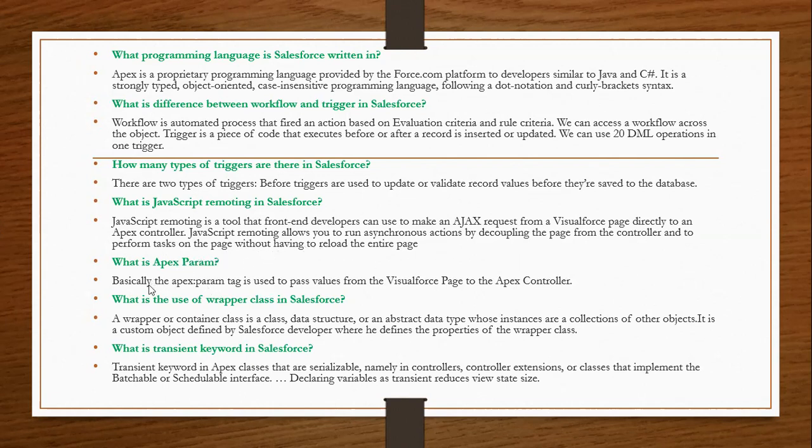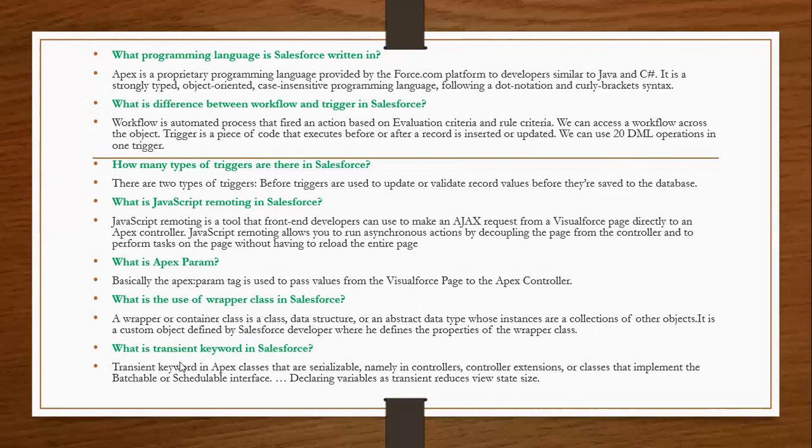Next question: what is apex:param? Basically, the apex:param tag is used to pass values from the Visualforce page to the Apex controller. Next, what is the use of a wrapper class in Salesforce? A wrapper class is a class, a data structure or abstract data type, whose instances are collections of other objects. It is a custom object defined by Salesforce developers where they define the properties of the wrapper class.